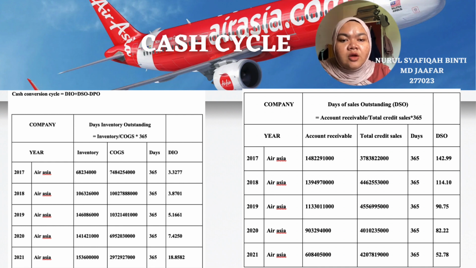For the next part, which is days of sales outstanding, and the short form is DSO, we get from the account receivable divided by total credit sales and multiplied by 365 days. So we got the answer for 2017 is 142.99, 2018 114.10, 2019 90.75, 2020 is 82.22, 2021 the last one is 52.78.